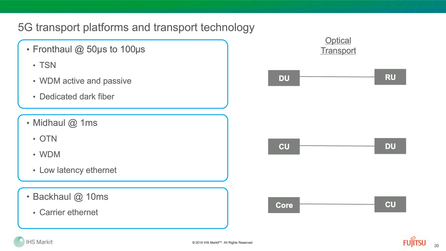For midhaul, the central DU site will consist of multiple DUs in a pool, providing resources to multiple macro sites. 100 gig packet optical layer 2 or layer 3 Ethernet and OTN-based aggregators are used to multiplex 10 gigabit Ethernet over 100 gig streams between DUs and CUs. Backhaul will use carrier Ethernet, or to facilitate future network slicing, programmable layer 3 routers would be used with 100 gigabit Ethernet scaling.